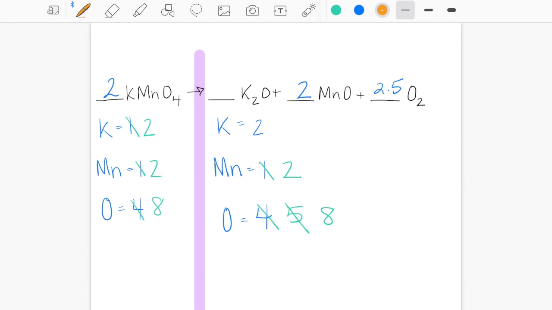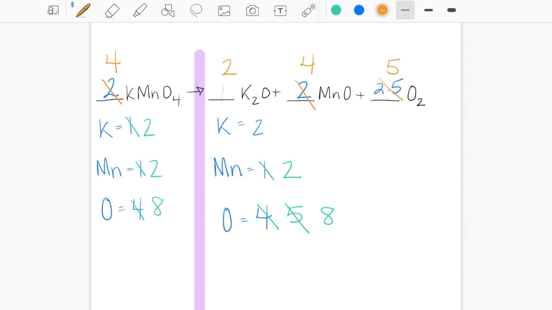So if I multiply each of them by 2, this one, 2 times 2 would give me 4. Okay, here there's an imaginary 1. It's an understood 1, so 2 times 1 will give me 2. For this, 2 times 2 will give me 4, and then 2 times 2.5 will give me 5. Okay, so those should be the coefficients I need to use to balance the equation.